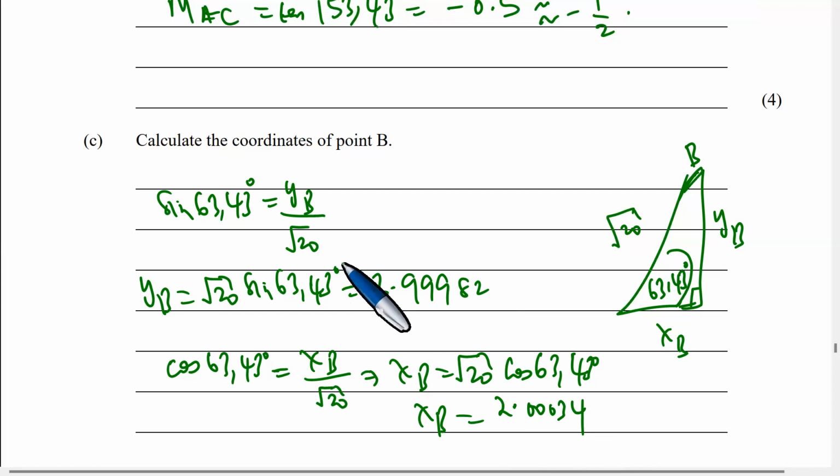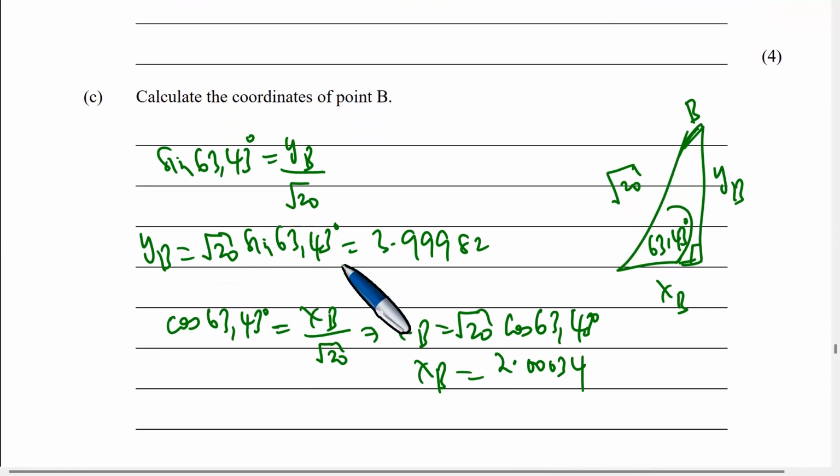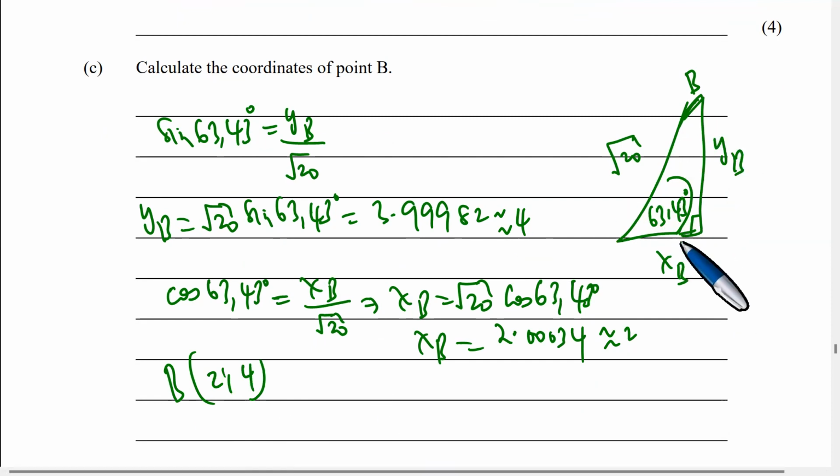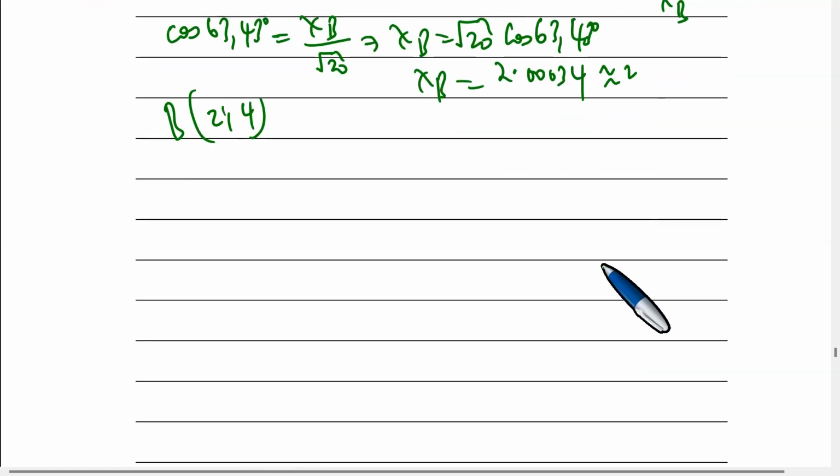So we want to find the coordinates of B. So in other words, the coordinates of B can be seen as this is approximately 4 and this is approximately 2. So the coordinates of B are 2 and 4. Those are the coordinates of B that sits like there. Just watch what we did there and make sure you understand that. Next question.